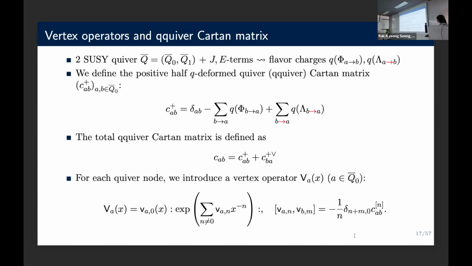For example, the vertex operators will be decomposed into two parts, non-zero modes and zero modes. And the zero modes will be determined by this Heisenberg algebra. And this one here means replacing all the parameters with the power of n.